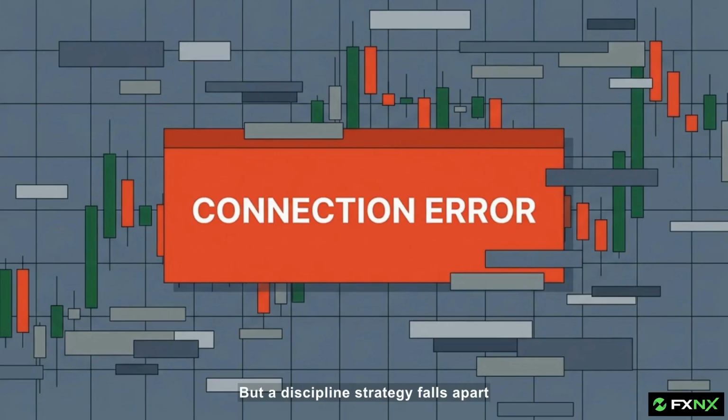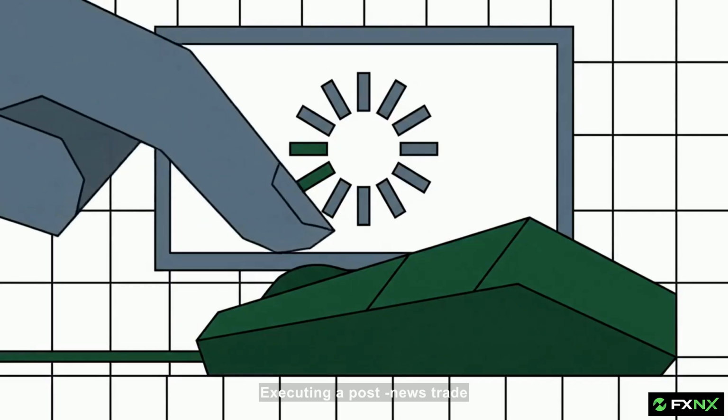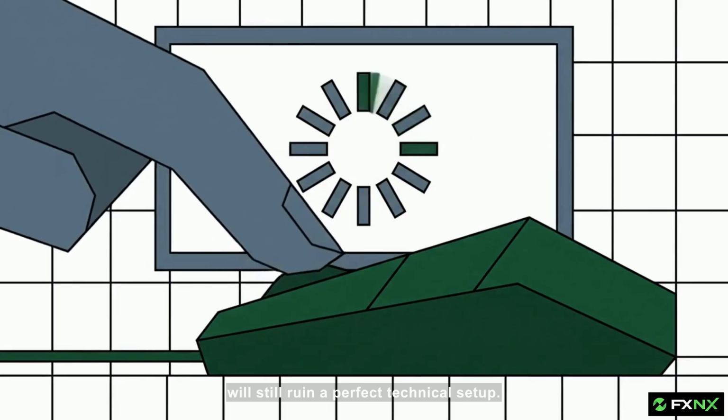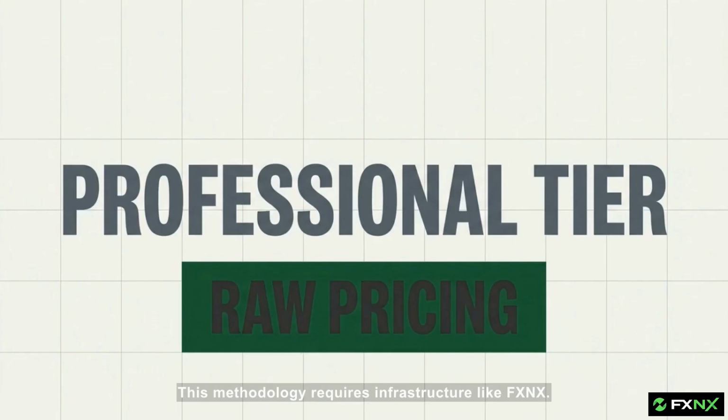But a disciplined strategy falls apart if you deploy it in a flawed environment. Executing a post-news trade on a sluggish platform with ballooning spreads will still ruin a perfect technical setup. This methodology requires infrastructure like FXNX.